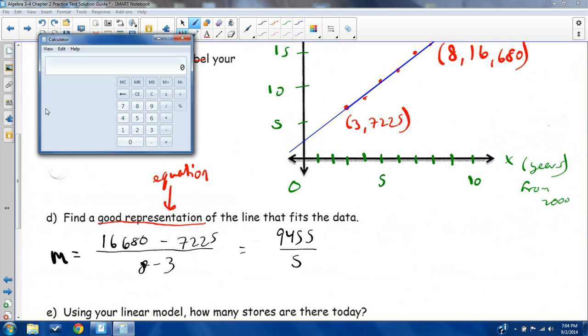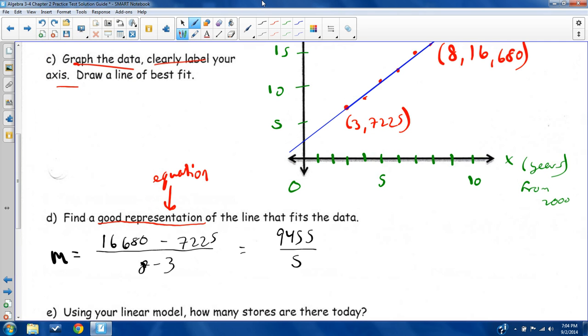You know what? I could have figured this out. 9455 divided by 5 is 1891. What's very nice about that number is it's not a decimal. I like that. I was really lucky. I got some points that really worked for me there.